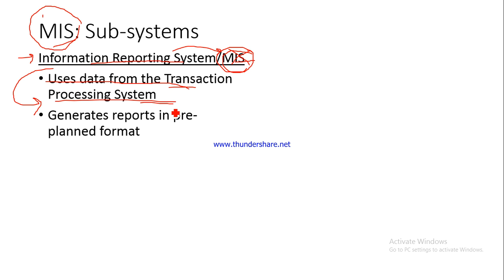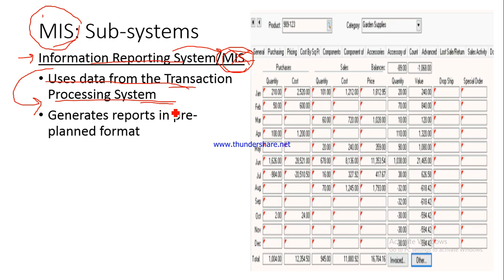Is this understood? So the data is getting generated and collected at the TPS stage, transaction processing system stage, and then summary reports are being generated from that particular data. Now this is just to give you an idea of the kind of summary reports which are generated.